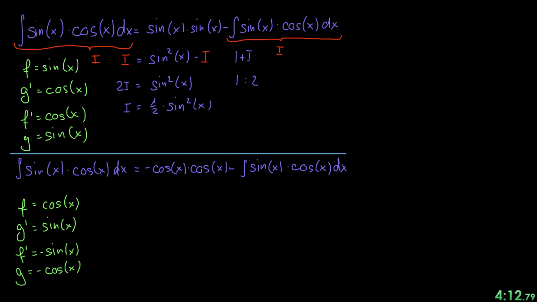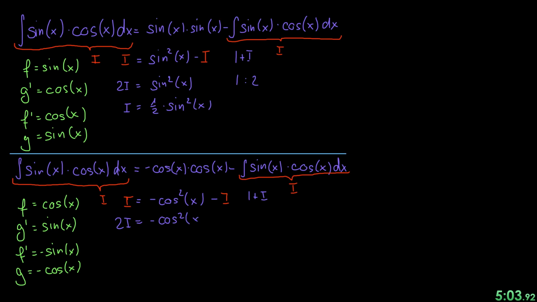Alrighty, again, same approach as before. We have this integral here be equal to I, and we have the integral again back over here. We let this be equal to I as well. So we have I is equal to negative cosine squared of x minus our I. And again, I'm going to add I on both sides, and I'm ending up with 2I is equal to negative cosine squared of x.